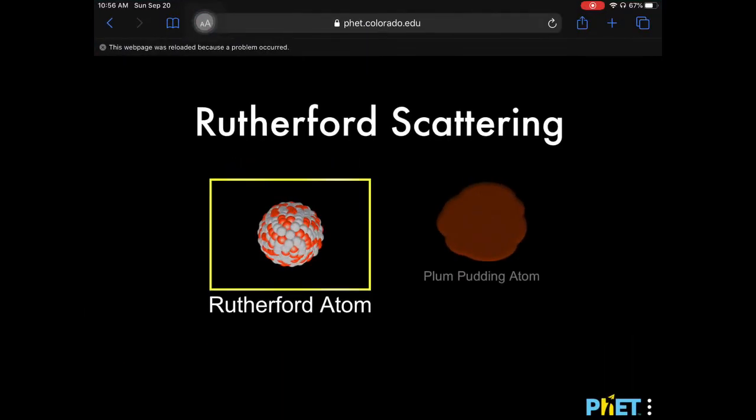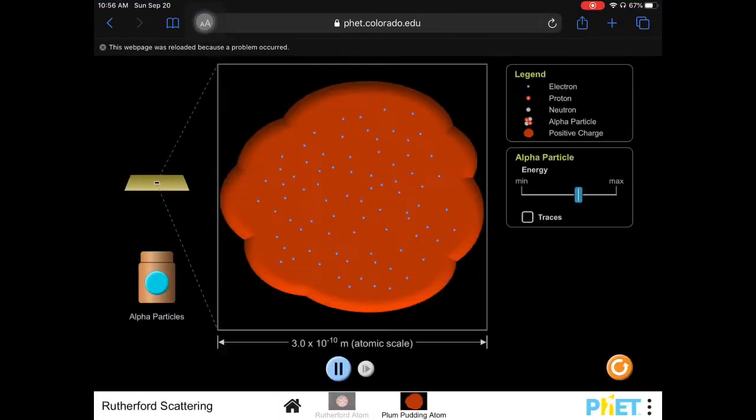Here's what Rutherford's experiment looked like. So here's the plum pudding atom. This is Thomson's atom, and this is what he expected to see. He used an alpha particle accelerator, and he shot those alpha particles at a very thin piece of gold foil.